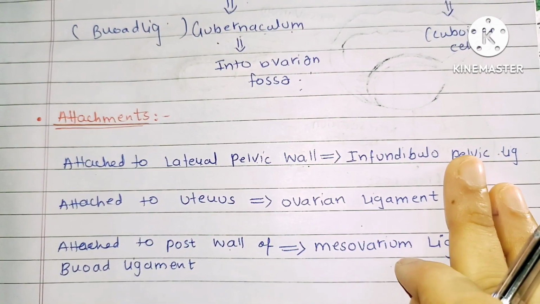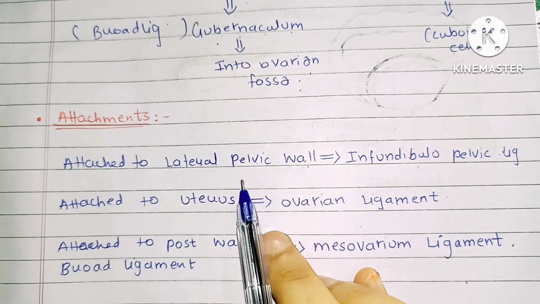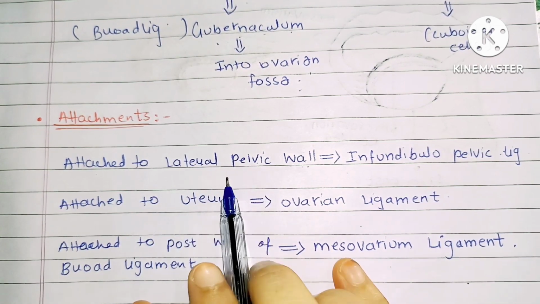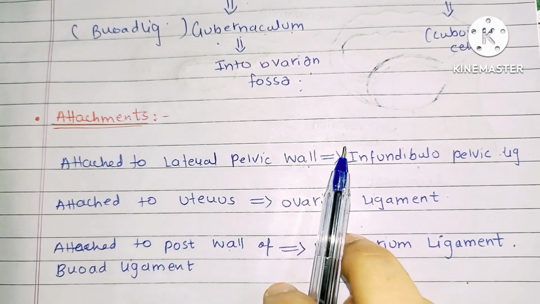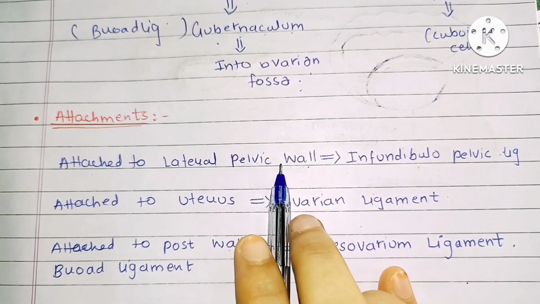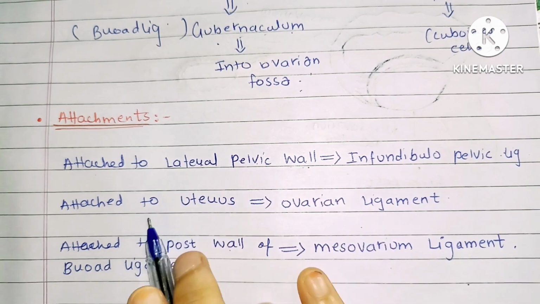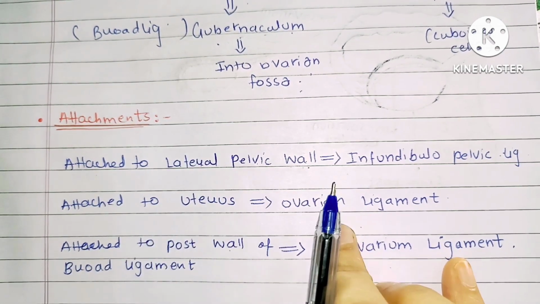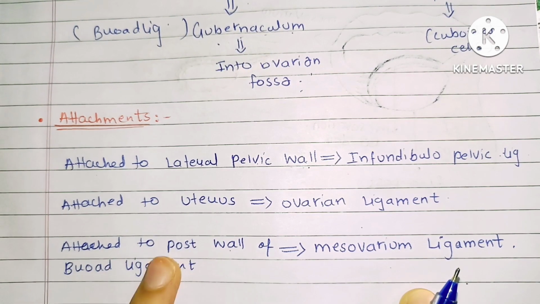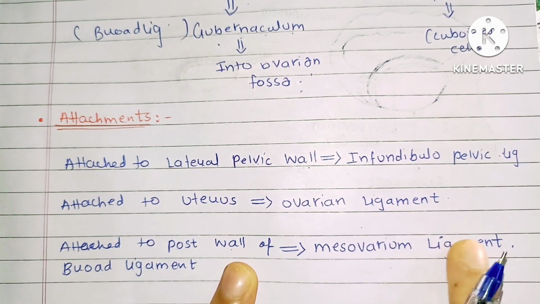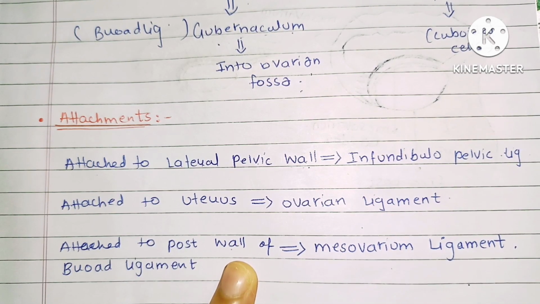Now coming to its attachment. Ovaries are attached laterally to the lateral pelvic wall through the infundibulopelvic ligament. They are attached to the uterus with the help of the ovarian ligament, and attached to the posterior wall of the broad ligament with the help of the mesovarium ligament. Now we will understand this with the help of a diagram.